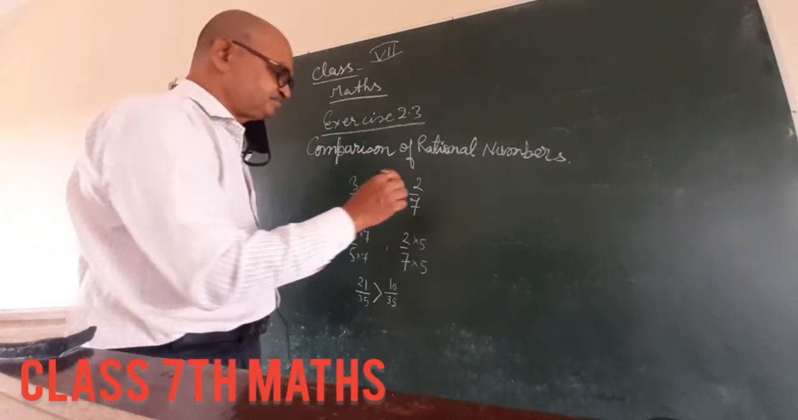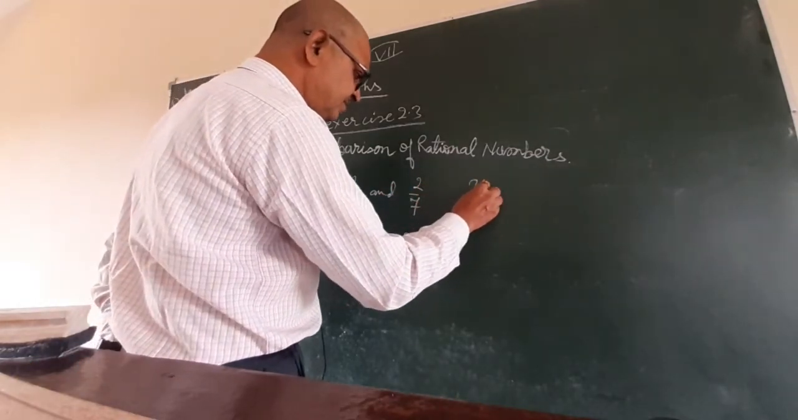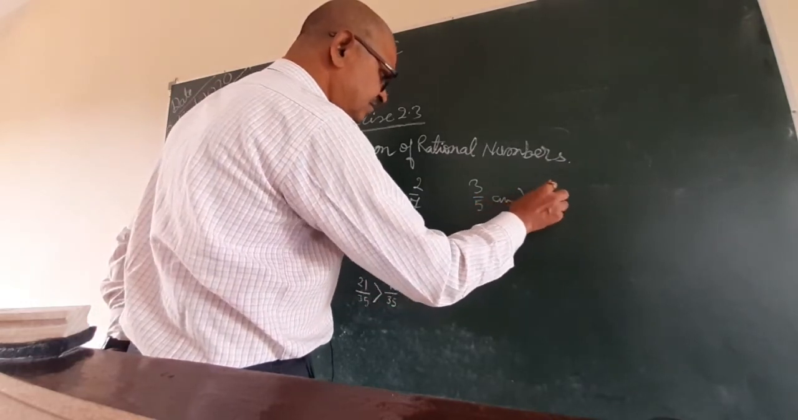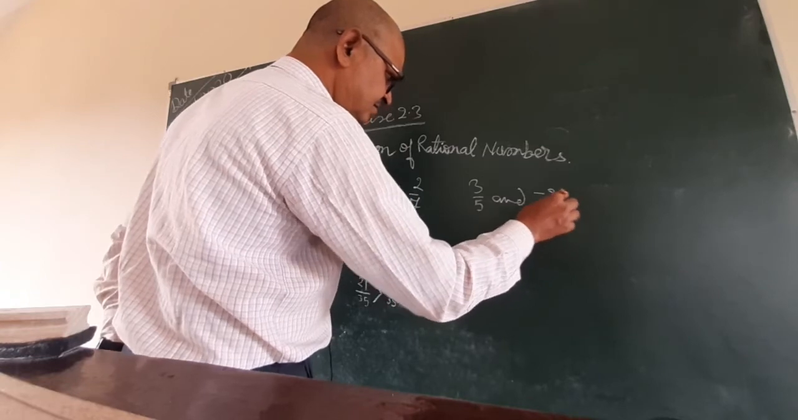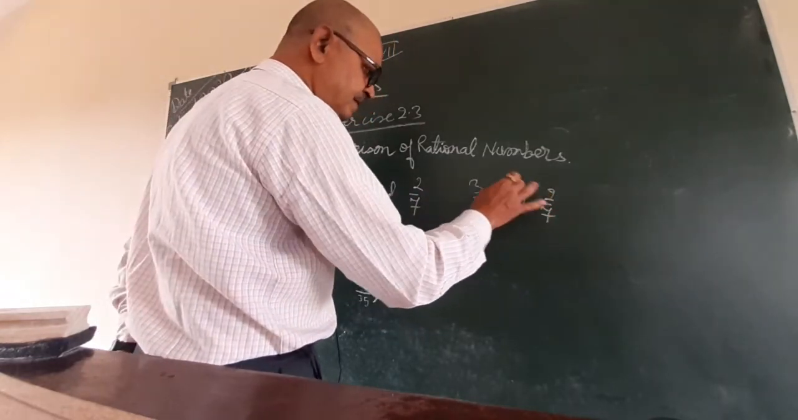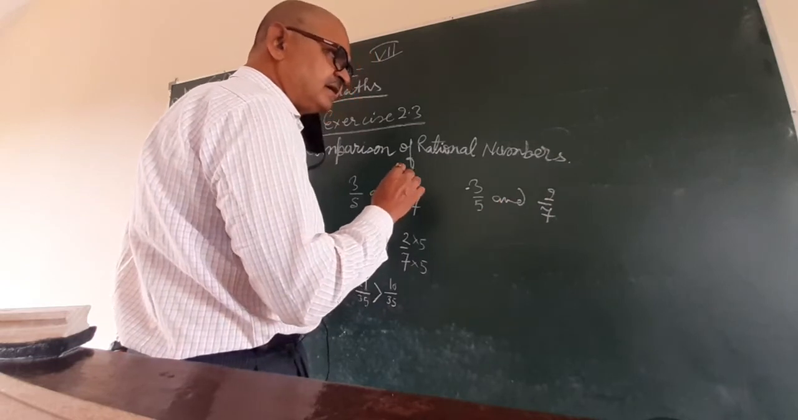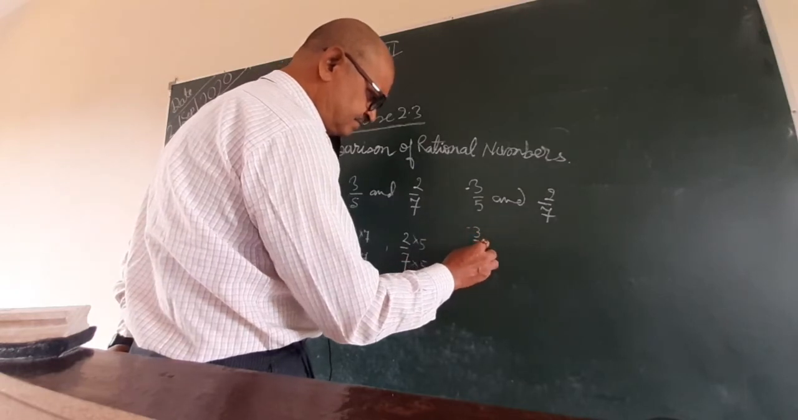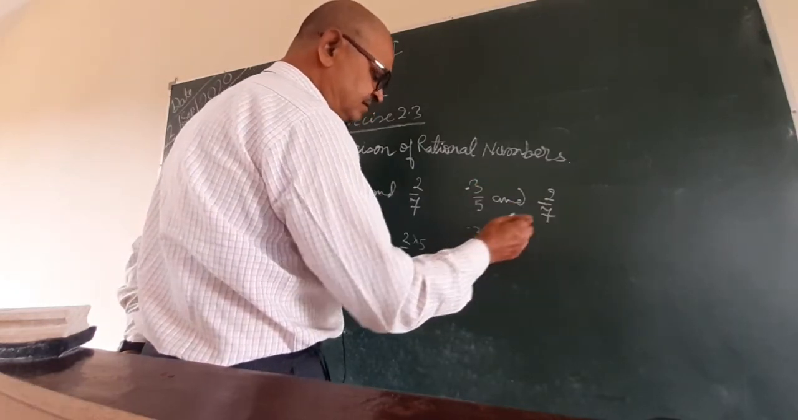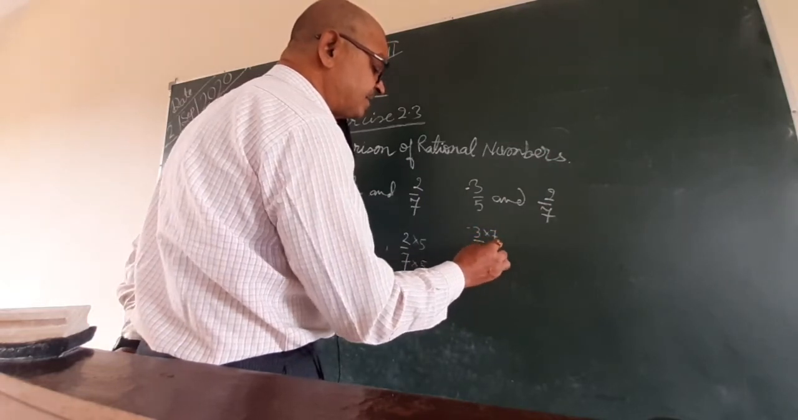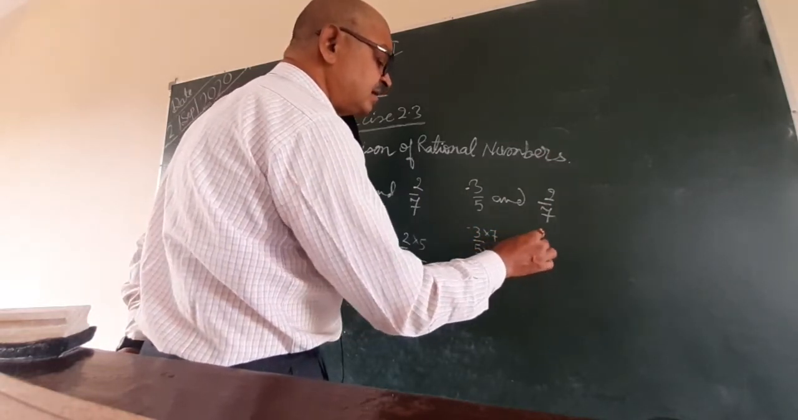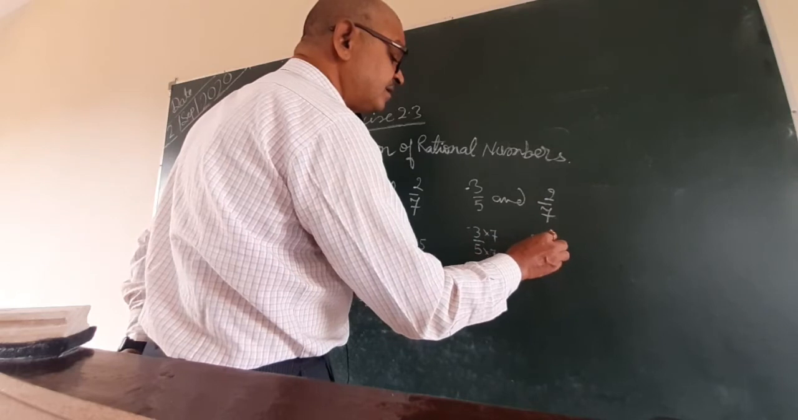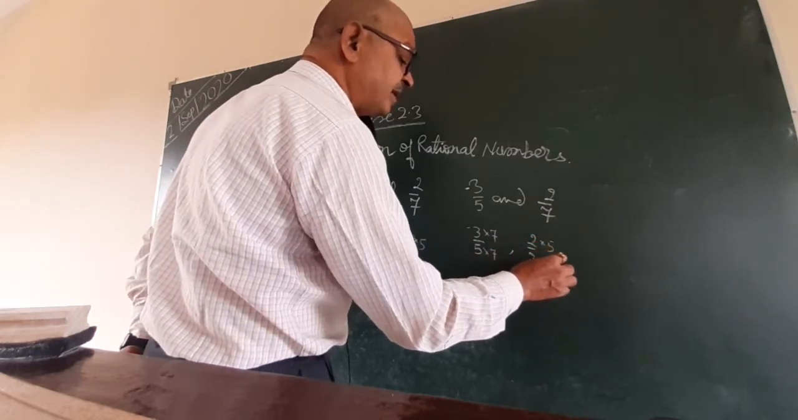If there are numbers like -3/5 and 2/7, then the process is the same. For -3/5, the other denominator is 7, so we multiply up and down by 7. For the other fraction, 2/7, we multiply by 5 up and down.